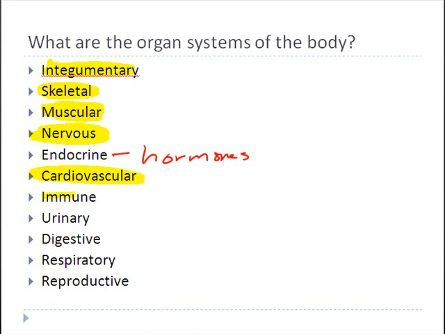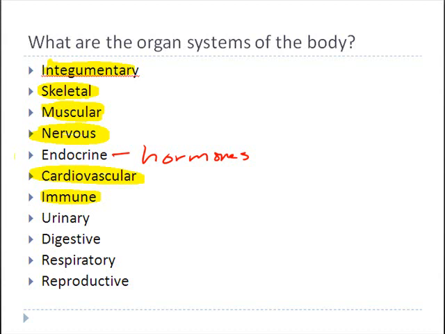The immune system is composed of those cells and structures which are critical for helping you fight off invasion by foreign organisms such as bacteria, viruses, parasites, allergens, etc.